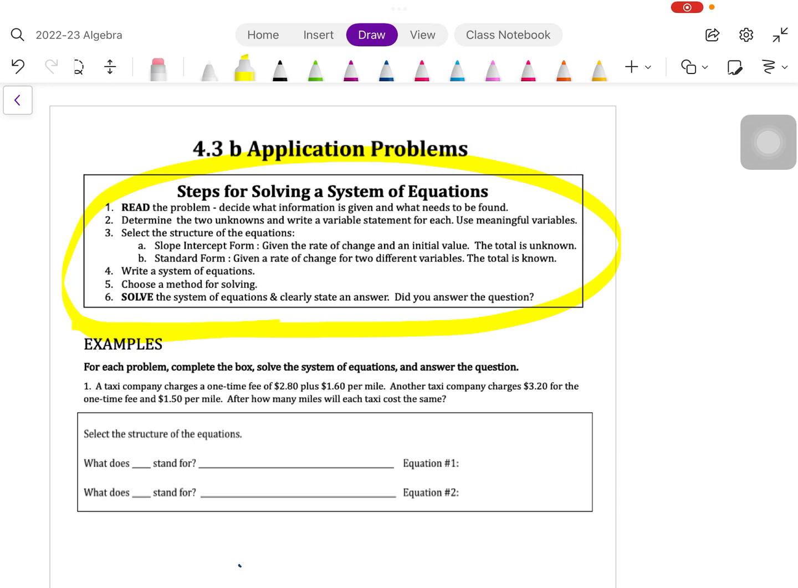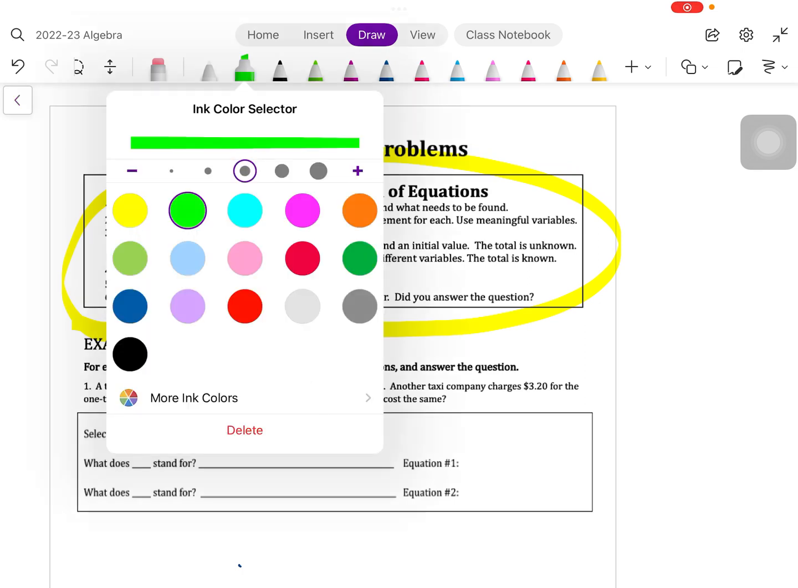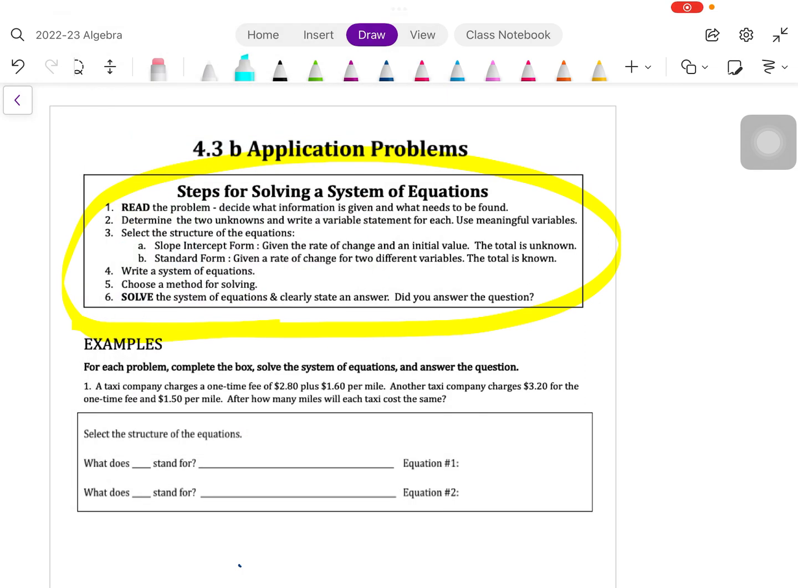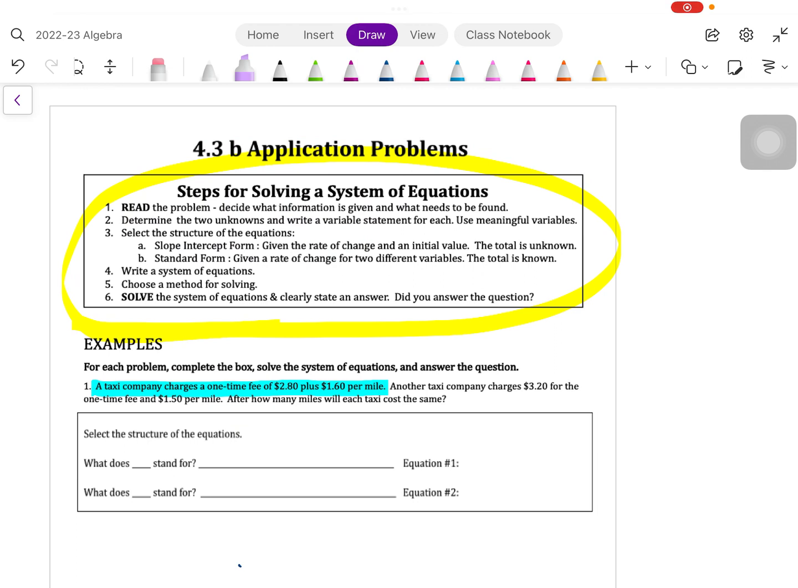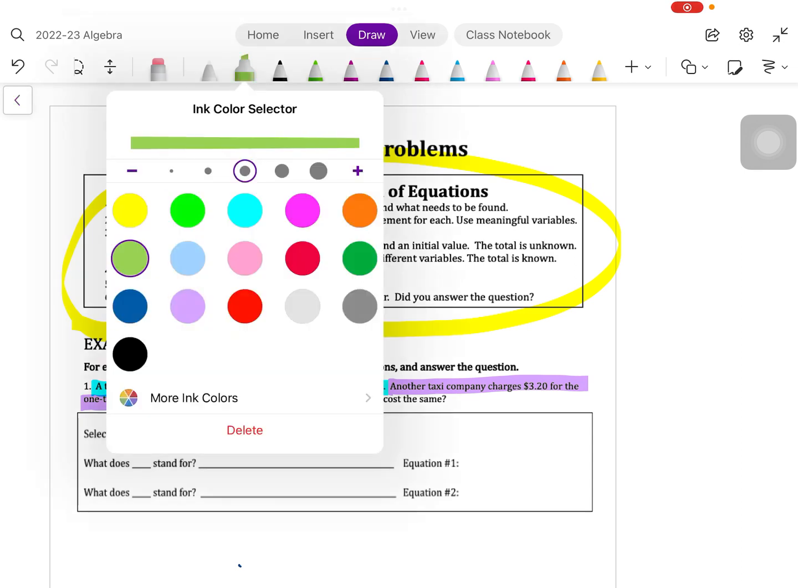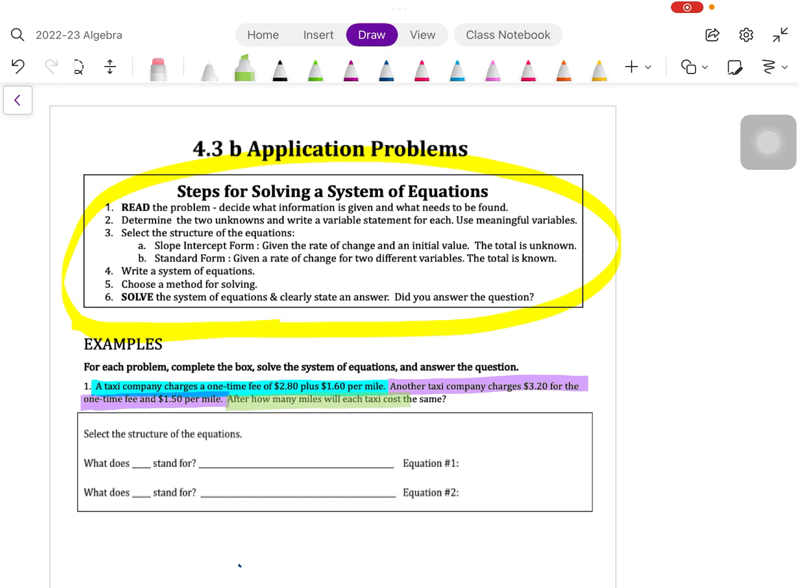So let's start with example one. So we're first going to read through the problem and look for the important info. So like here, I can see that in this problem, the first taxi company is charging a $2.80 fee plus $1.60 per mile. And then I have a second taxi company that is charging $3.20 with a one-time fee of $1.50 per mile. And then we're going to end with the question, what is it asking us to find? It says, after how many miles will each taxi cost the same?